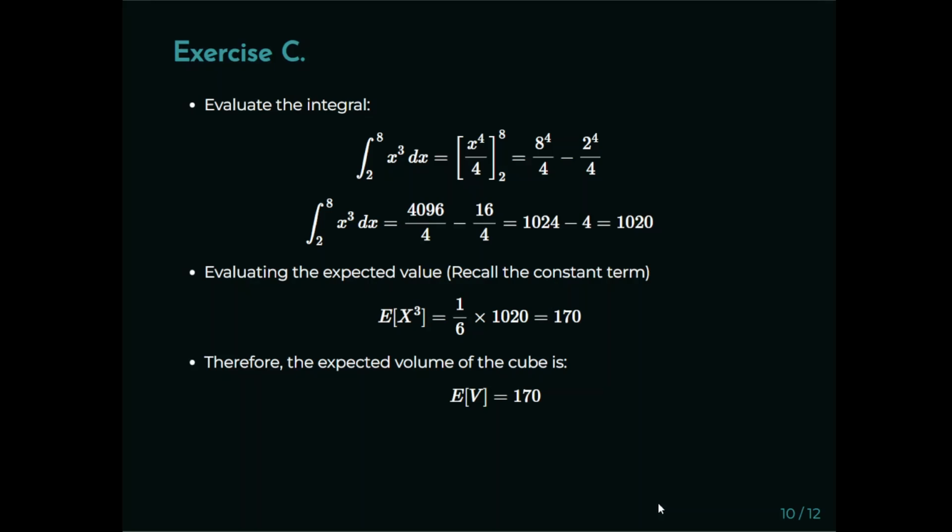Okay, so evaluating the expected value, recalling the constant term, the expected value of x cubed is 1 over 6 times 1020, which is 170. So therefore, the expected volume of the cube is 170. Okay, we'll leave it there.